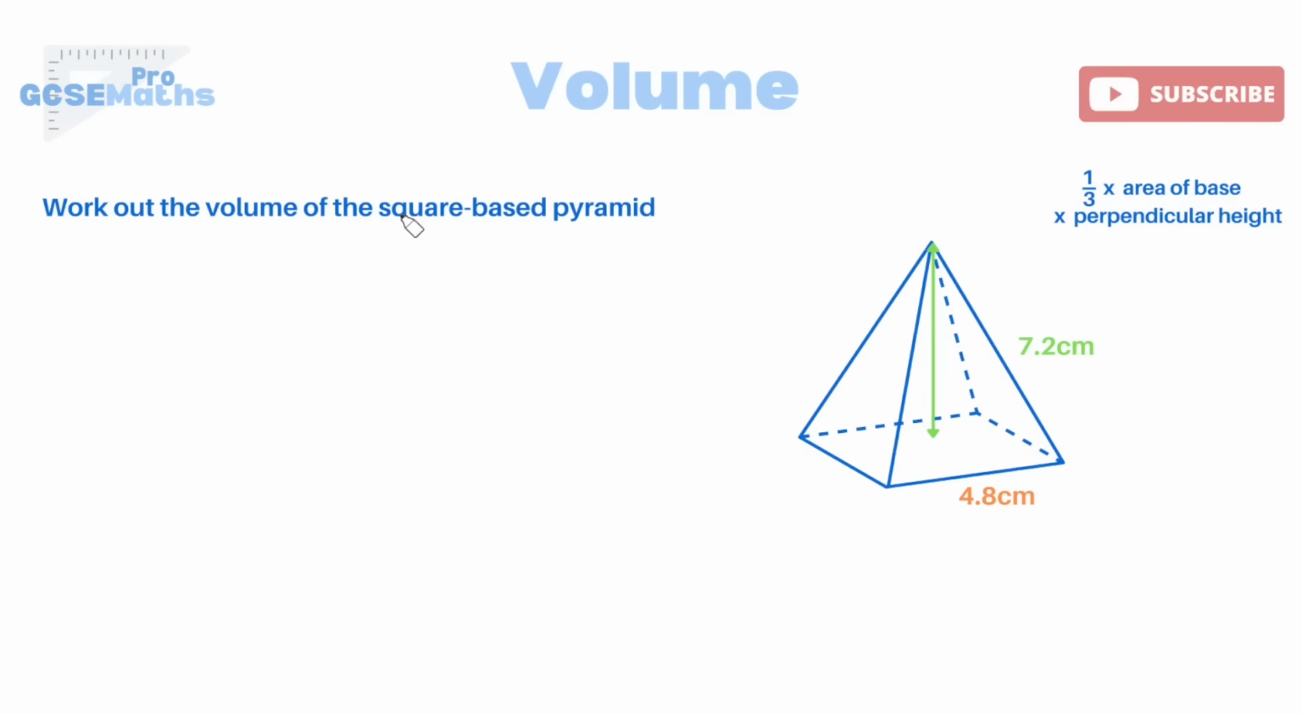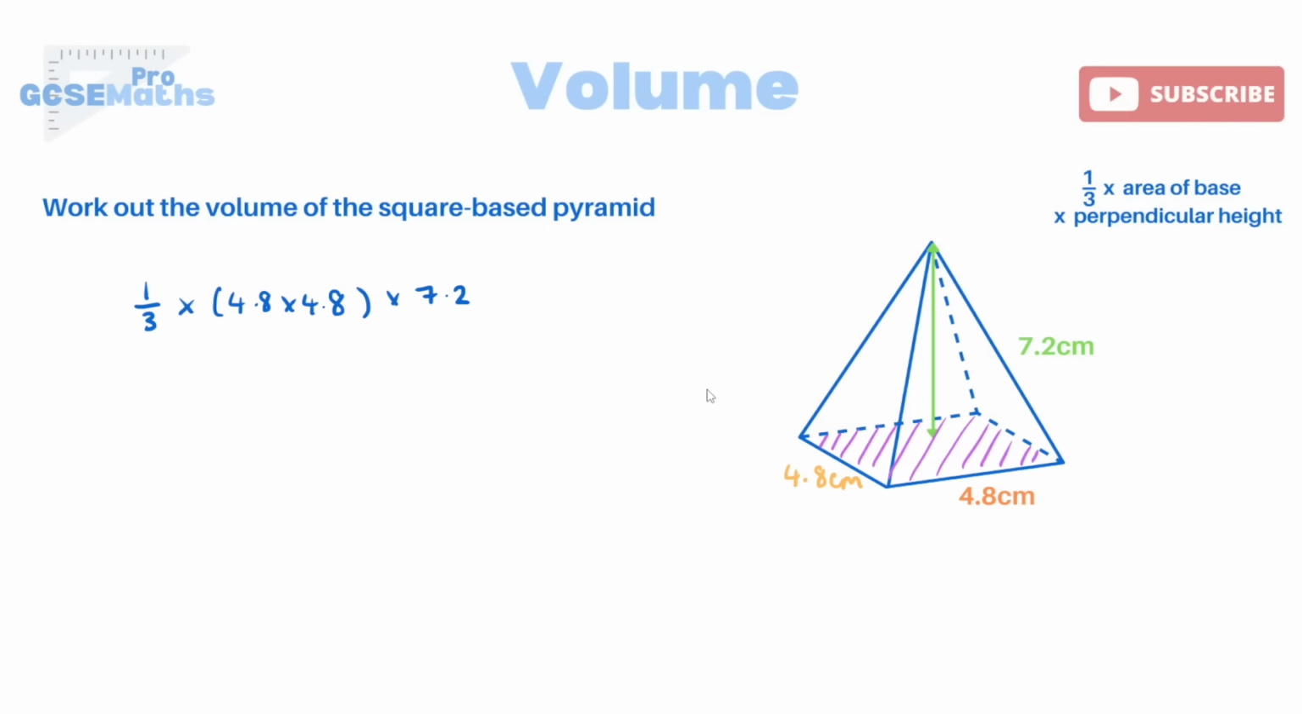So work out the volume of the square-based pyramid. So this one's a square-based pyramid. So we need to work out, first of all, there's a third, that's just right there at the front. We need to work out the area of the base, which is, in this case, a square, so that's why I've only been given one dimension, the 4.8, because that would repeat on both sides. The area would be 4.8 multiplied by 4.8, or 4.8 squared, and then we multiply that by the perpendicular height, which you can see is the green arrow, so the 7.2.